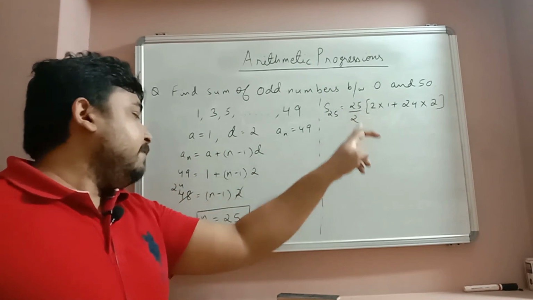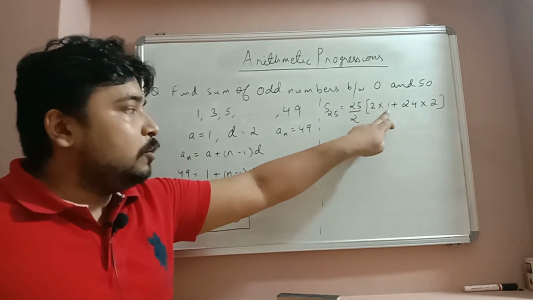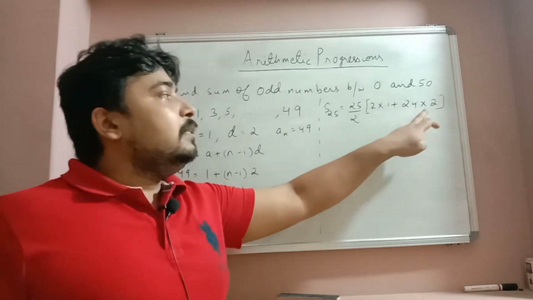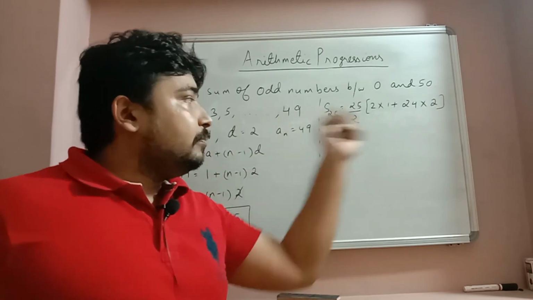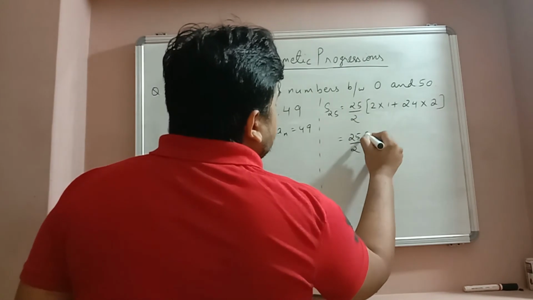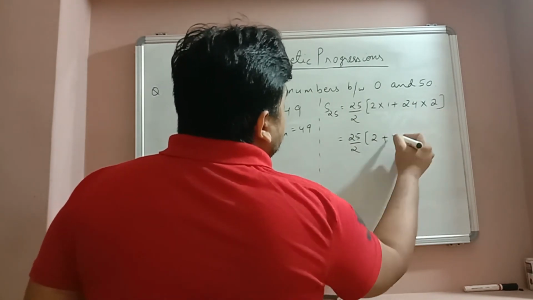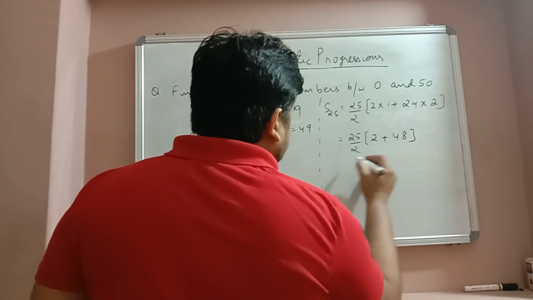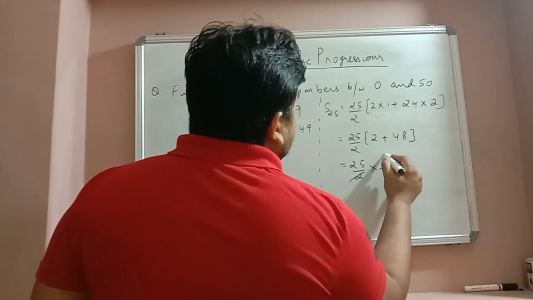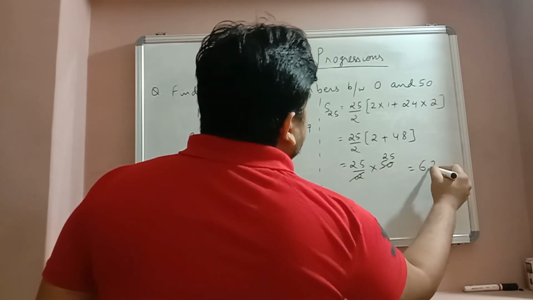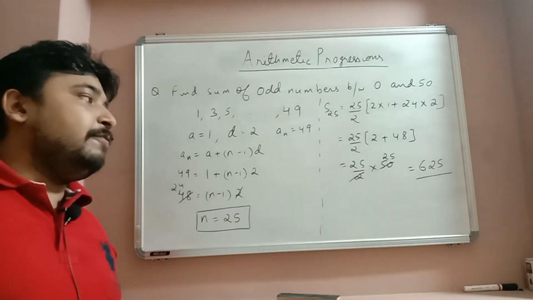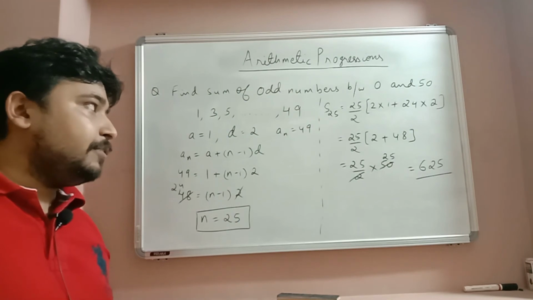Our n was 25, so 25 by 2 into 2a, that is 2 into 1, plus n minus 1, that is 25 minus 1, into the common difference, that is 2. Let's calculate this. This comes out to be 25 by 2 into 2 plus 24 into 2 is 48. This comes out to be 25 by 2 into 50, and this gets cancelled with 2, and this becomes 625. So the sum of odd numbers between 0 and 50 is 625.